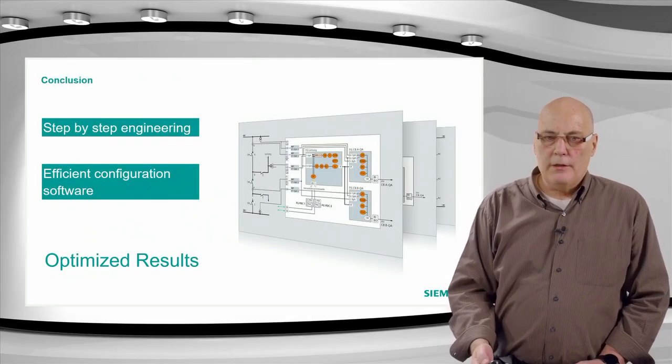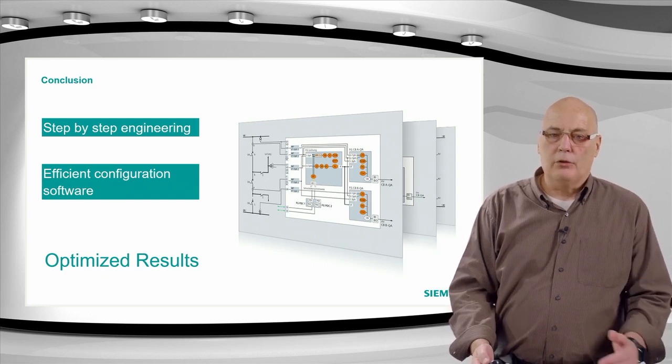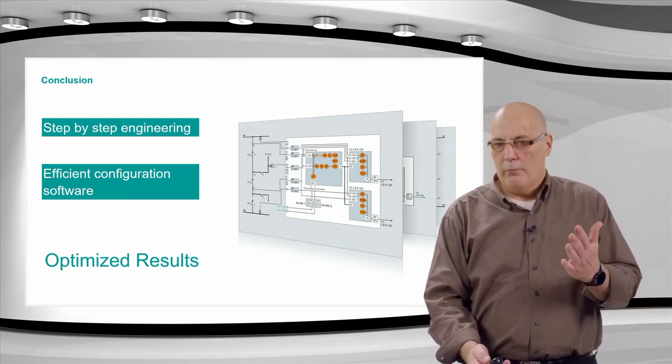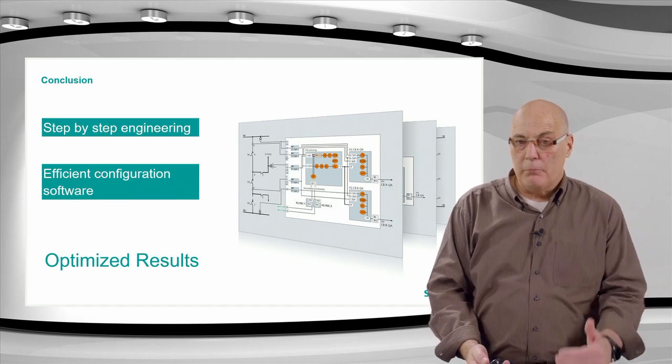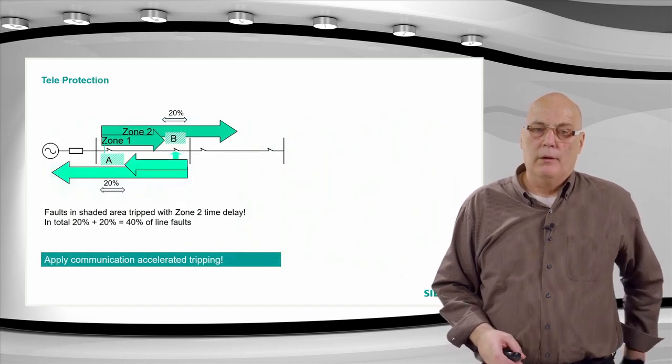Right, that's showing step-to-step engineering. You apply the two functions, you get an efficient result. You also get information in your process data, whether it was an impedance protection trip or a distance protection trip. You know exactly what is going on everywhere.